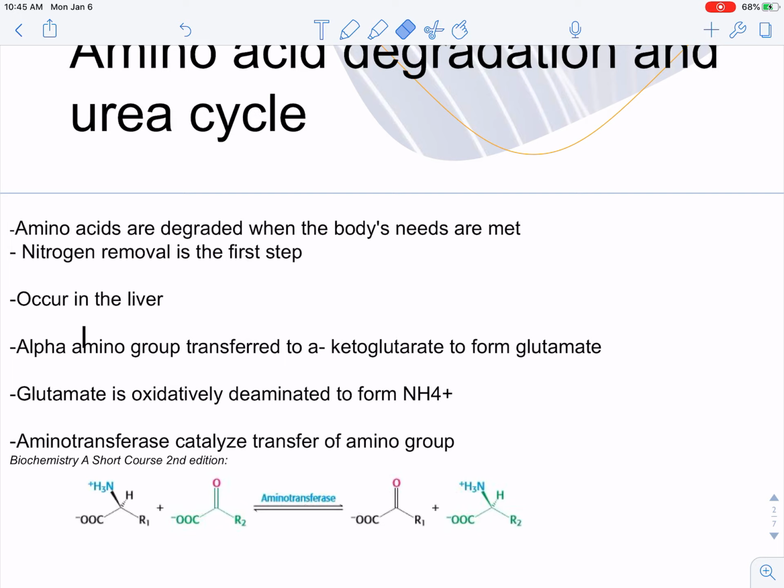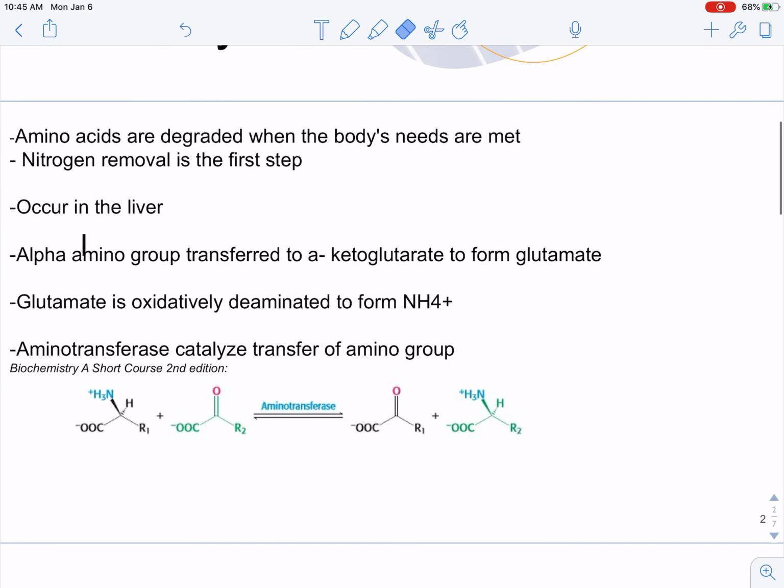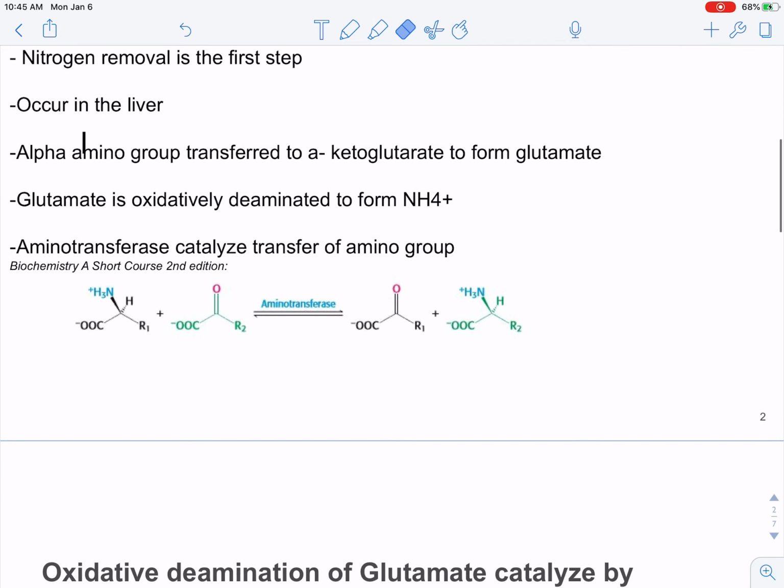In the process, the alpha amino group is transferred to alpha ketoglutarate to form glutamate. Glutamate is then oxidatively deaminated to form ammonium ion, and this process is catalyzed by aminotransferase. In this reaction shown below, we are transferring the amino component to this part of the molecule to form this, and then we regenerate the alpha ketoglutarate back again.